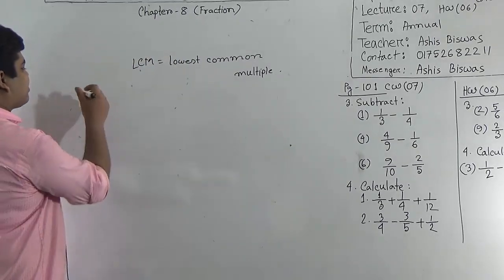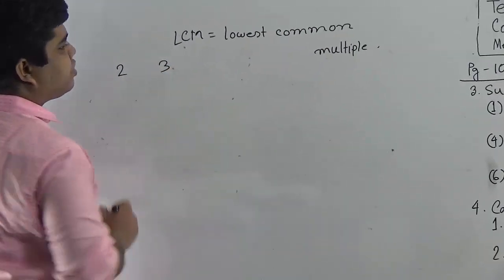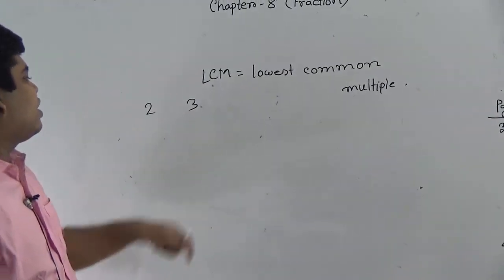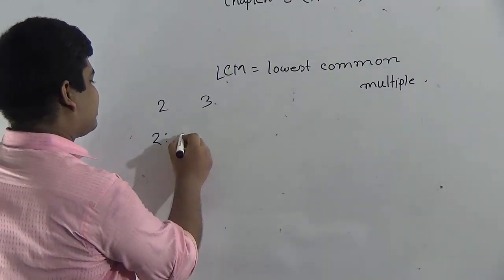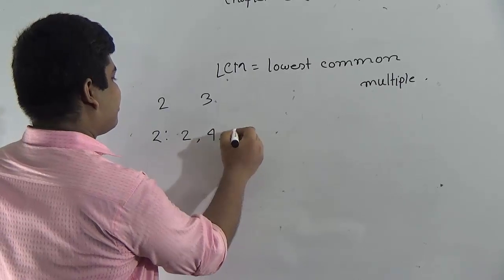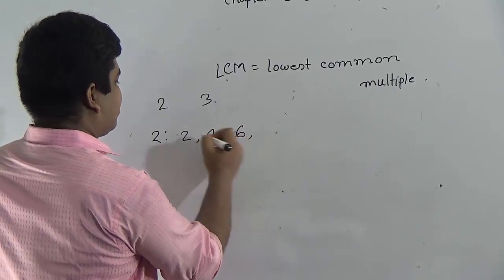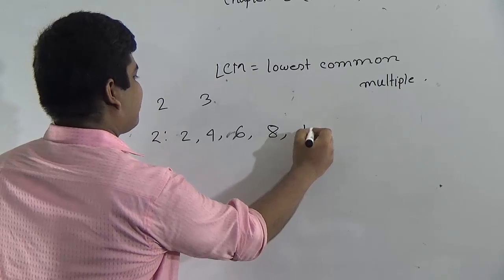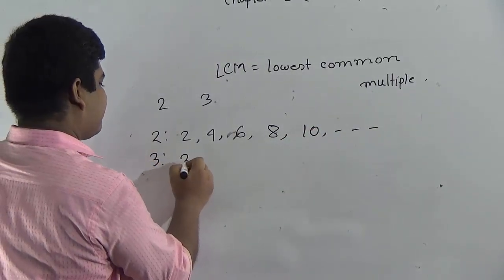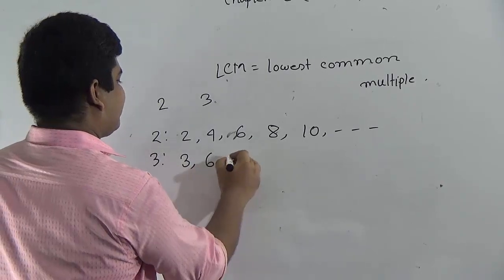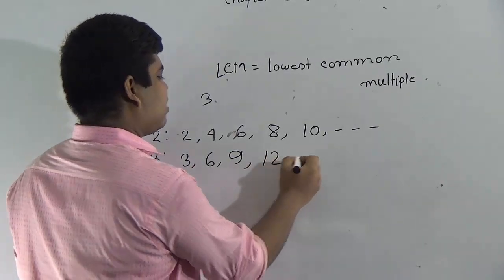So we need to find out the LCM of 2, 3. First of all we write the multiples of 2. 2 1s are 2, 2 2s are 4, 2 3s are 6, 2 4s are 8, 2 5s are 10, dot dot. Multiples of 3: 3 1s are 3, 3 2s are 6, 3 3s are 9, 3 4s are 12, dot dot dot.